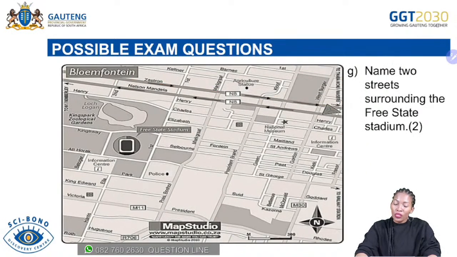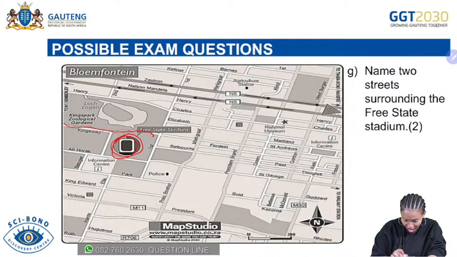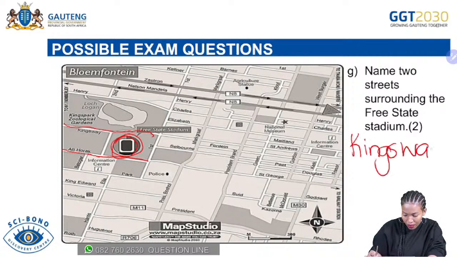Name the 2 streets surrounding the Free State Stadium. Where is the Free State Stadium? This is the Free State Stadium. So the 2 streets are your Kingsway and then your Art Horak. These are the 2 streets. So we'll say it is Kingsway. And then it is what? It is Art Horak.